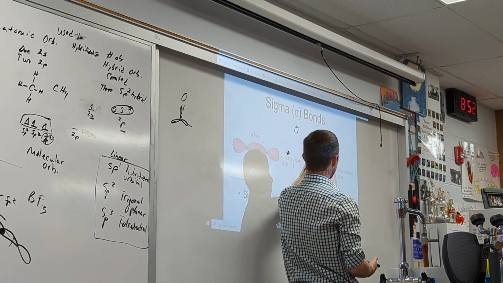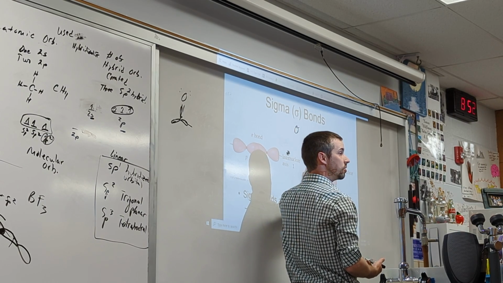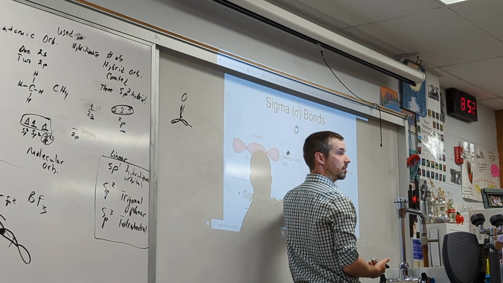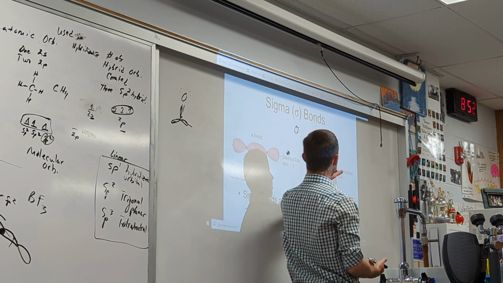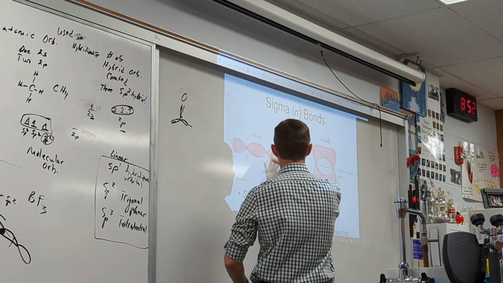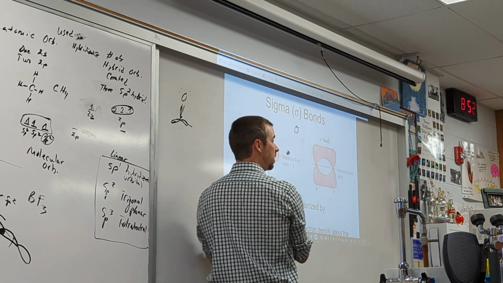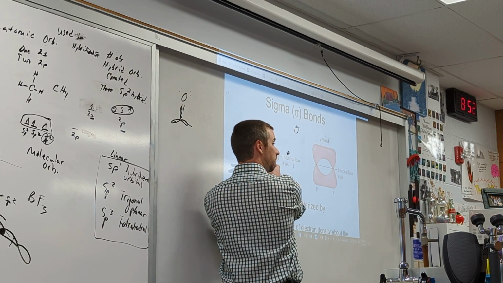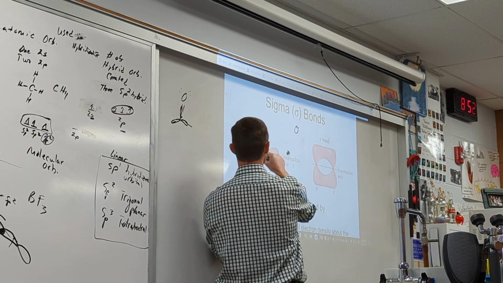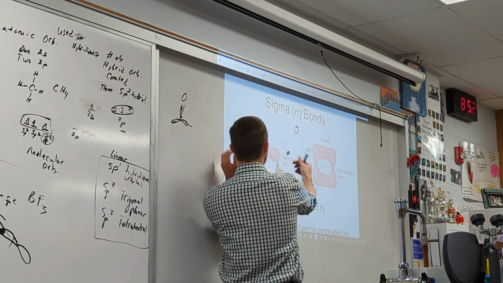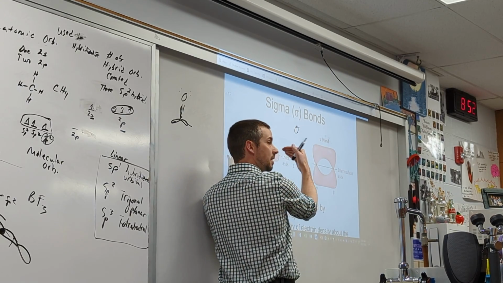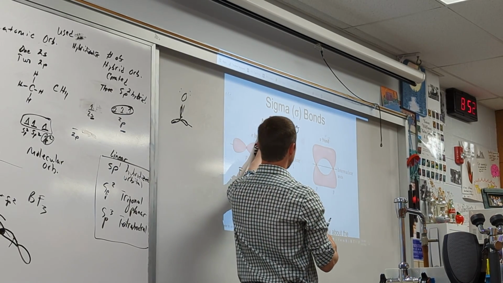Pi bonds occur perpendicular to that internuclear axis. Okay. So notice this is overlap of 1p. This could be like fluorine, and this could be fluorine. The atomic orbitals of fluorine can overlap, that's this region. If they overlap along the axis connecting the atoms, it's a sigma bond.